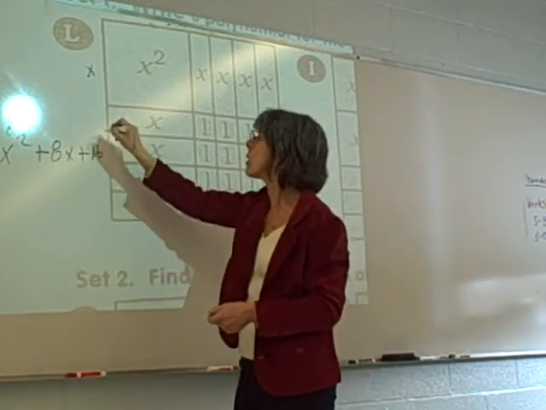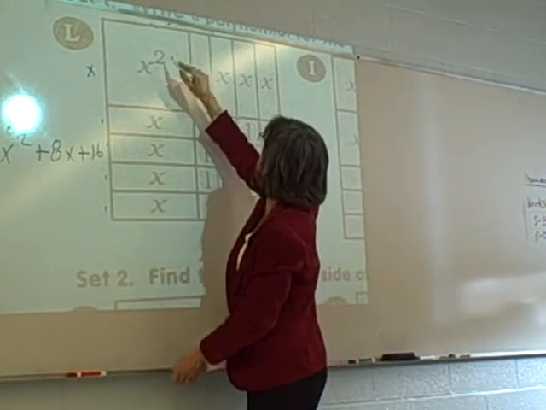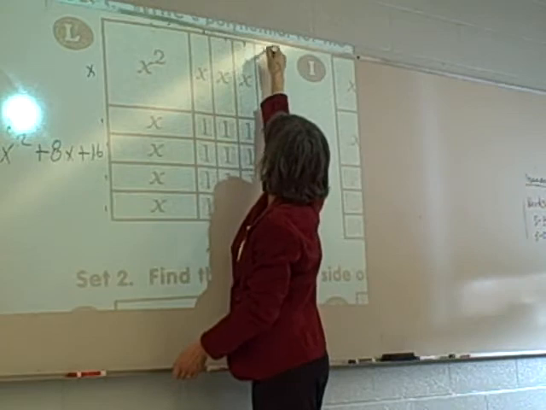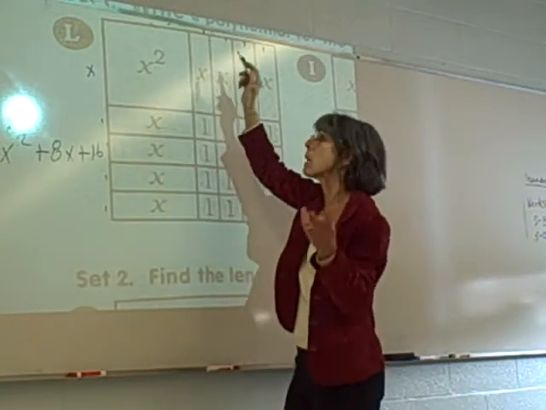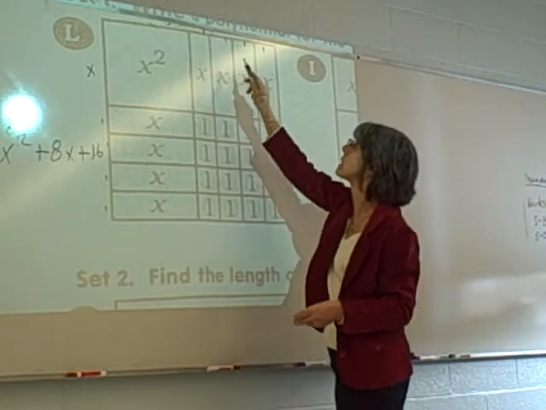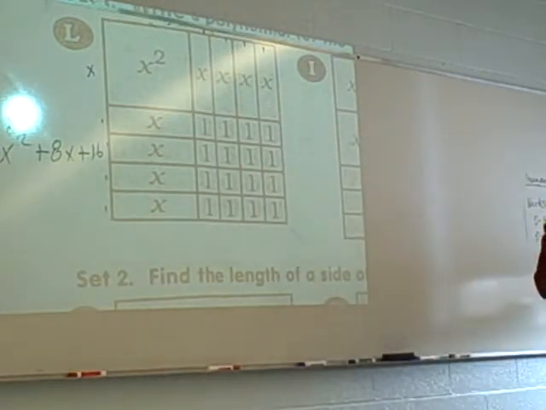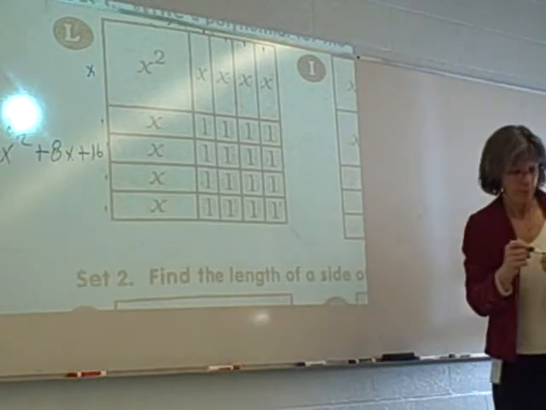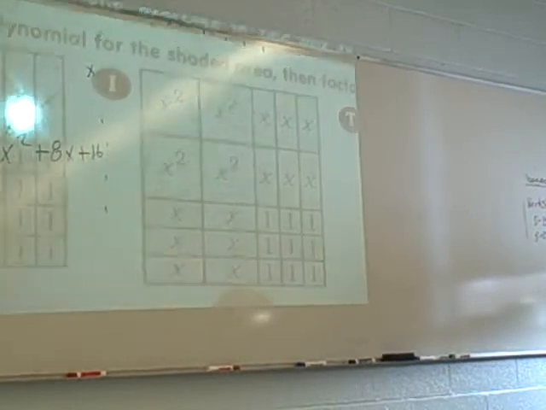4. Okay, this is a 4. So I have a 1, a 1, a 1, and a 1. Okay, and these are over here 1, 1, 1, 1. So x times x is x squared. X times 1 is an x. X times 1 is an x, etc. Does everybody see that? Okay. All right. So we have that one. How about this one? What is this?